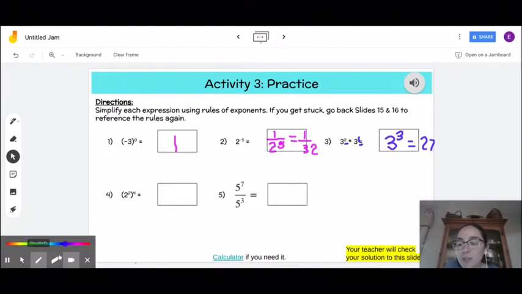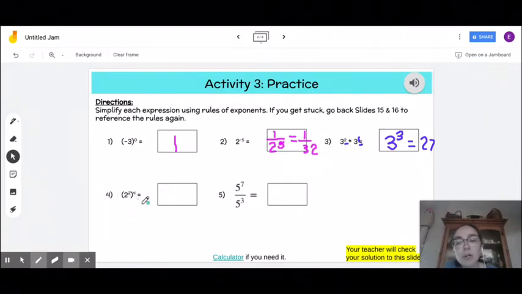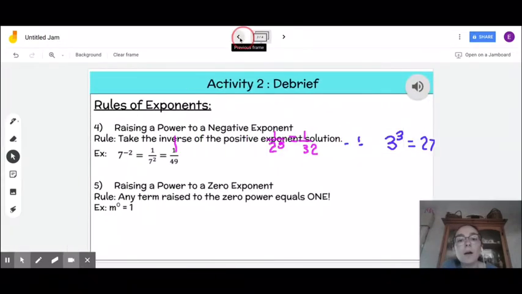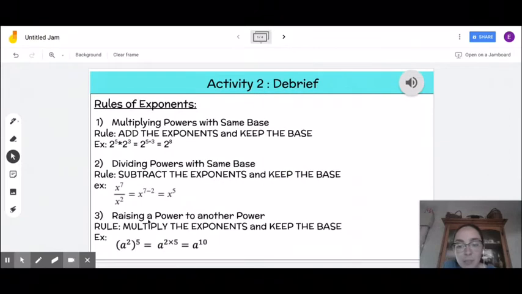So now, this one's similar, but a little bit different. I have a power to a power. So let me go back to my slides and check out what I have to do when I have a power to a power. Slide 14 has raising a power to another power. We need to multiply the exponents and keep the base.